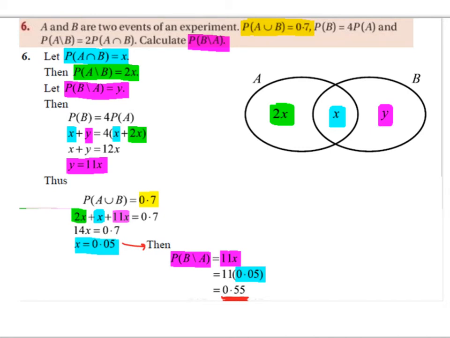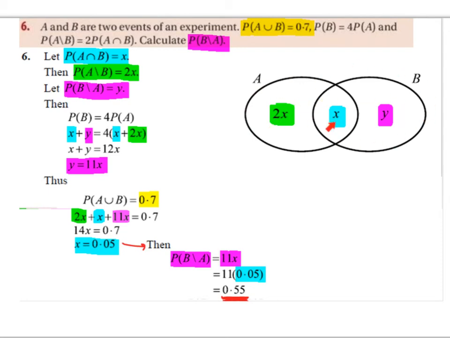Now for the next part, there's two ways you can do it. So I'm going to show you this method, which is a little bit shorter, and then on the next slide I'm going to show you another method, but both ways will work. So the probability of A union B is 0.7, that was given in the question. Now A union B is all the elements in set A and all the elements in set B. So we're going to add them together.